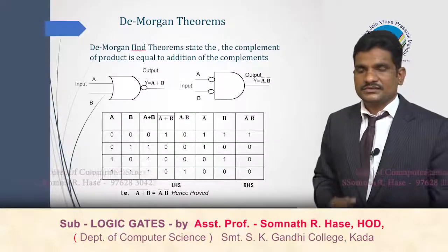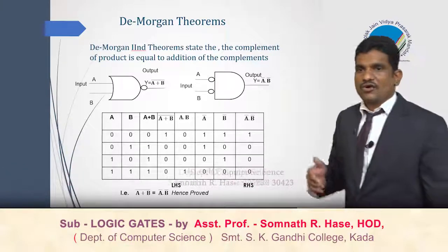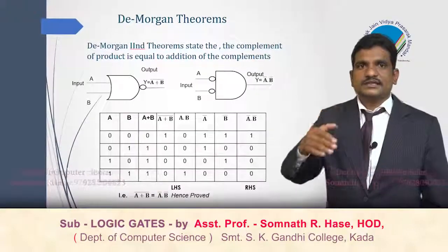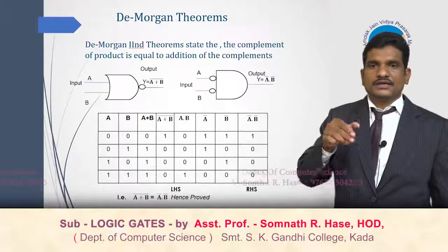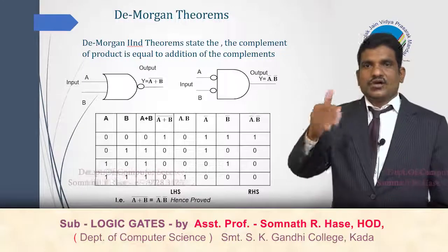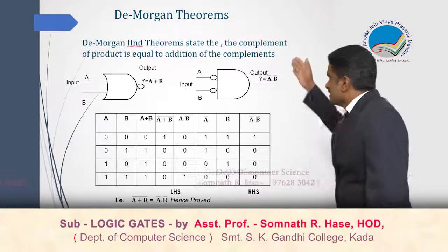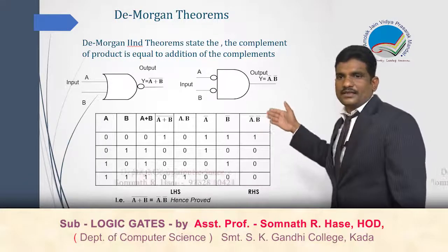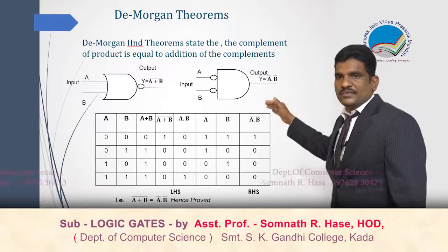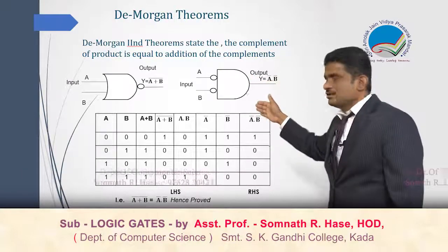After De Morgan's first theorem, the second theorem of De Morgan states that the complement of a product, listen carefully, is equal to the addition of the complements. In these slides we can see inputs A and B, the output is equal to A plus B complement, and also the output Y is A not into B not.